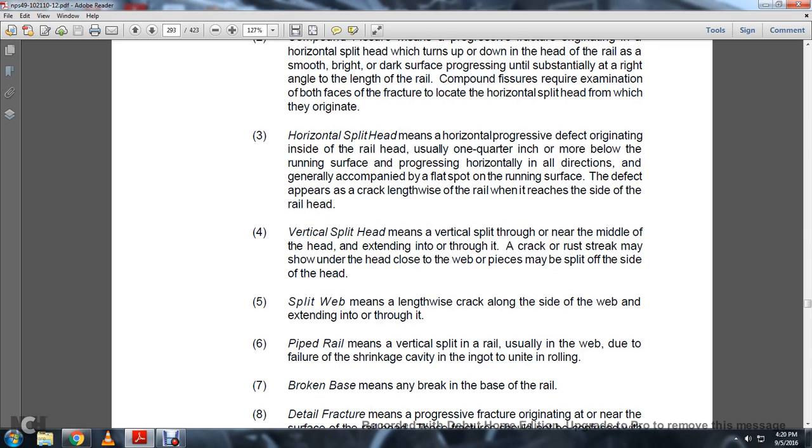Vertical split head means a vertical split through or near the middle of the head, extending into it and through it. A crack or rust streak must show under the head or close to the web, and pieces may be split off the other side of the head.